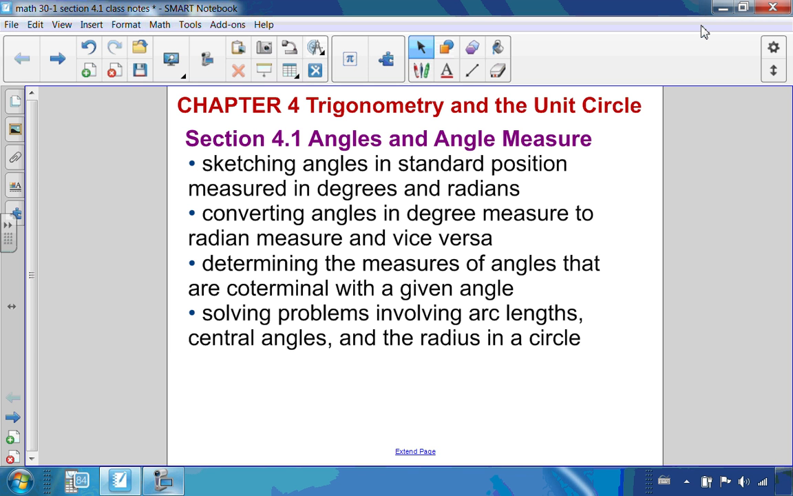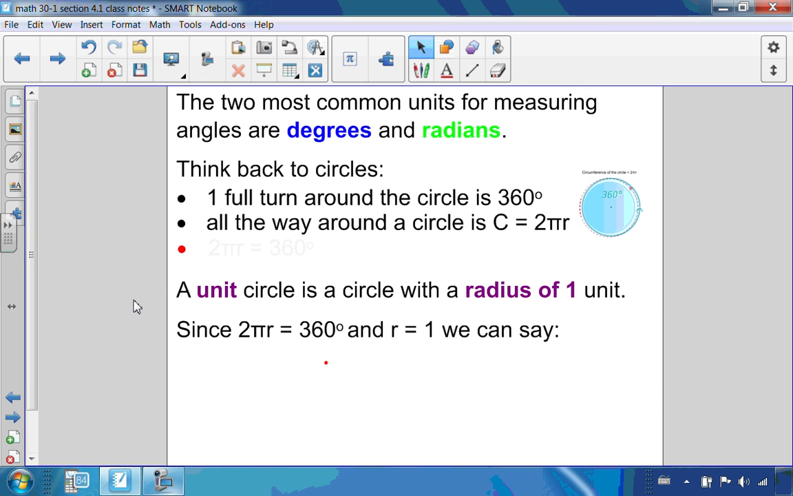So in this lesson, section 4.1, we're going to do a two-part lesson. One part will cover angles and angle measurements, and the second part will cover arc length. So let's talk about angles. The most common units for measuring angles are degrees and radians. So we've dealt primarily in degrees. So we're going to look in this lesson at what a radian is.